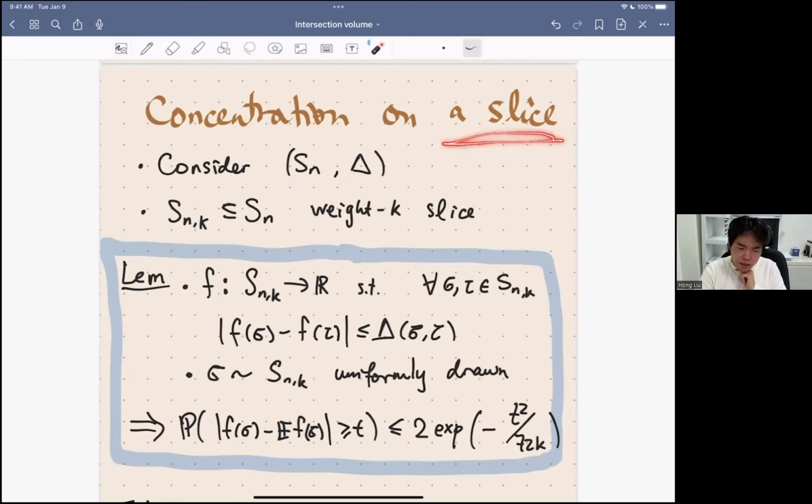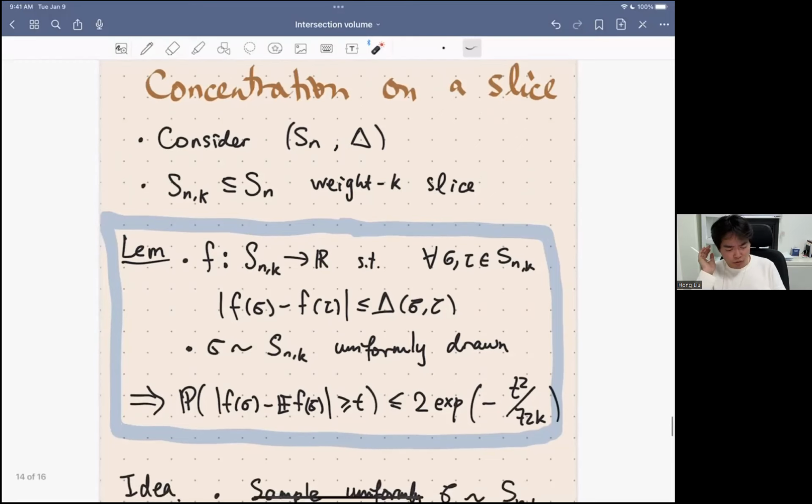So what's a slice? I use S_n^K to denote the weight K slice. Weight K slice means these are the permutations where you completely scramble K positions. You have n minus K fixed points, exactly n minus K fixed points. That's what we mean by weight K slice. Now, how does concentration on the slice look in this setup?